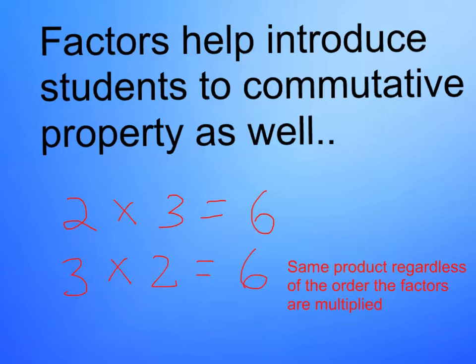One additional thing is that factors help introduce students to the commutative property as well. 2 times 3 equals 6, and 3 times 2 equals 6. So regardless of whatever order that you put the factors in, it will still equal the same product.